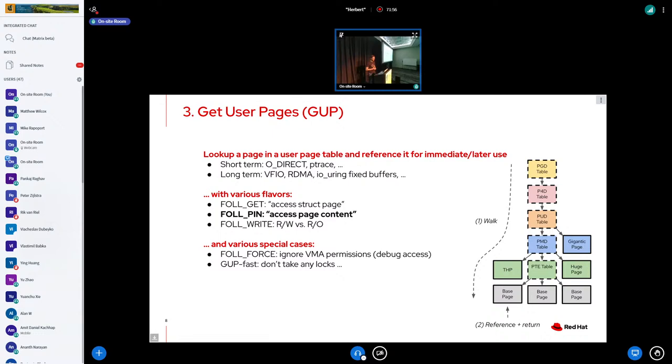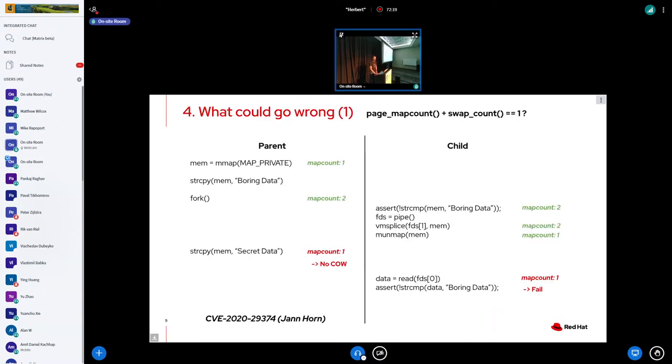We have GUP-fast, which is really nasty, in my opinion. It traverses page tables and looks up pages without taking any locks. So we have to be really careful when we unmap something or when we do certain operations on our page tables that whatever GUP-fast finds is actually consistent with what the page tables still have mapped. So just to give you some idea of what are the issues that we're fighting with when we combine copy on write, especially of anonymous memory, and get user pages.